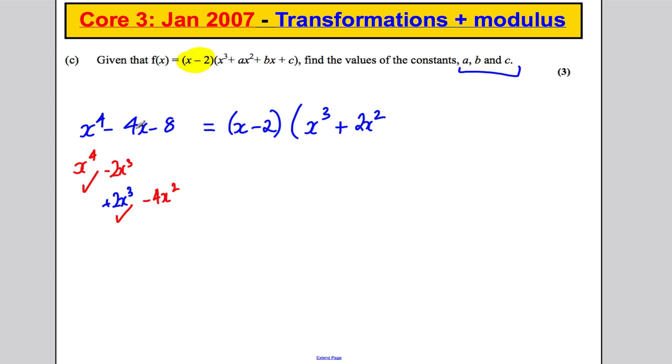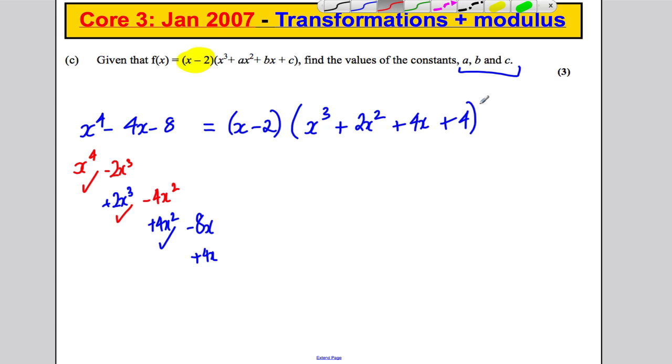I don't want any 4x squareds. I want no x squareds. So I'm going to have to add back 4x squared. What needs to go here to multiply by this to give me 4x squared? Well, plus 4x. If I do that, I get the 4x squared I'm after, but I get negative 8x. I don't want negative 8x, I want negative 4x. So I need to add back 4x. What needs to go here to multiply by the x to give me 4x? Plus 4. That then gives me the 4x I want, but it also gives me the minus 8 that I want, and I'm done.